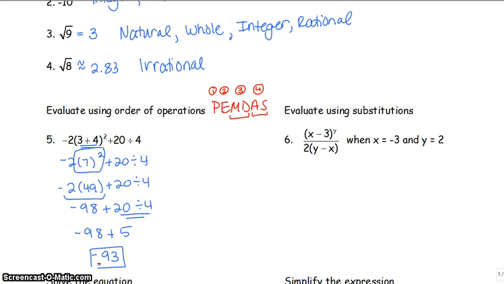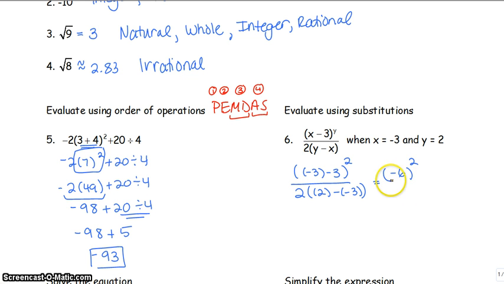Number 6, we're going to evaluate using substitution. So remember, when you substitute in, you're going to use parentheses. So we've got a negative 3 minus 3 raised to the y, which is 2, all over 2 parentheses y minus a negative 3. So inside here, we've got a parentheses, a negative 3 minus 3 is going to give us a negative 6 on top.